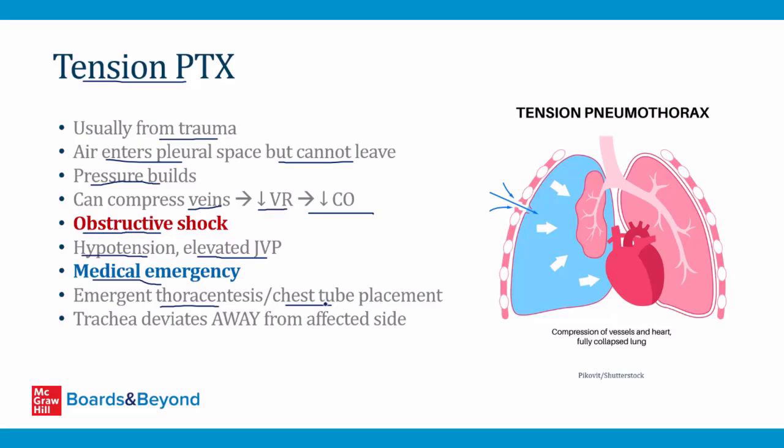And then one sort of special high-yield thing to know about tension pneumothoraces is that they cause the trachea to deviate away from the affected side. Remember, if you look at this cartoon here, you've got all this high pressure on this side that's going to push the lung, including the trachea, over to the opposite side. And that's one of the classic findings in a tension pneumothorax.